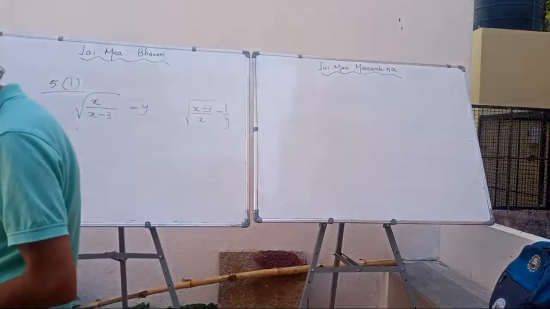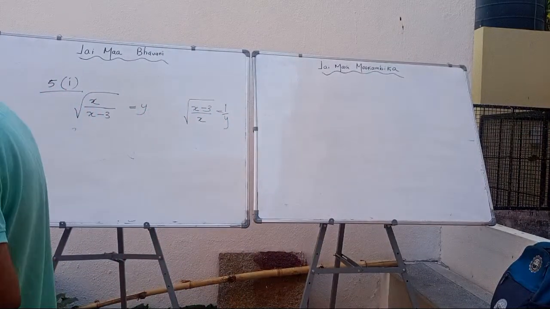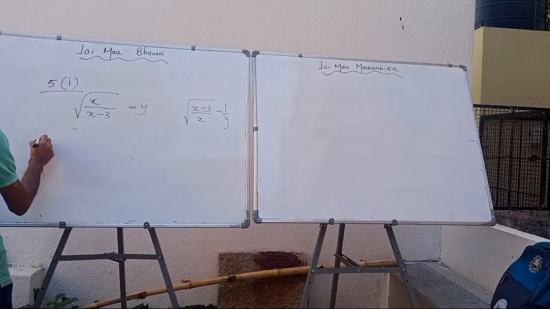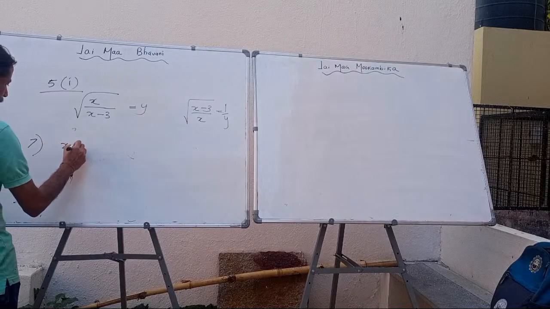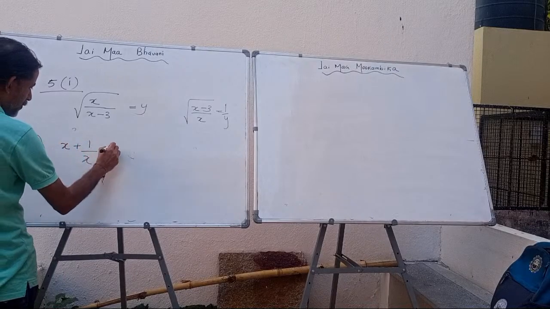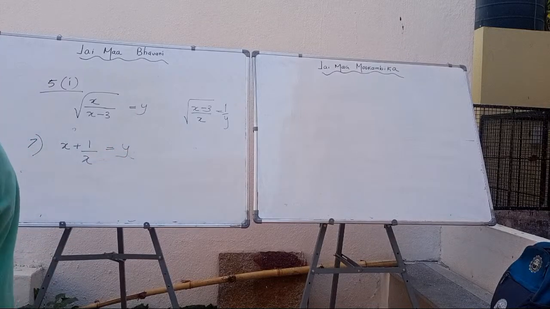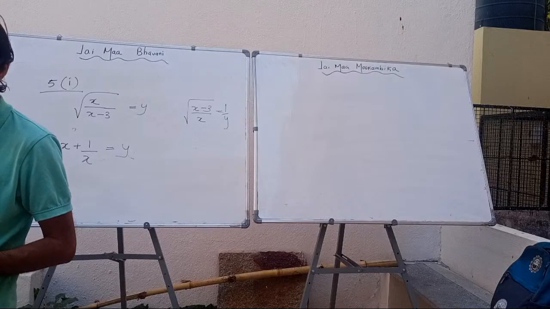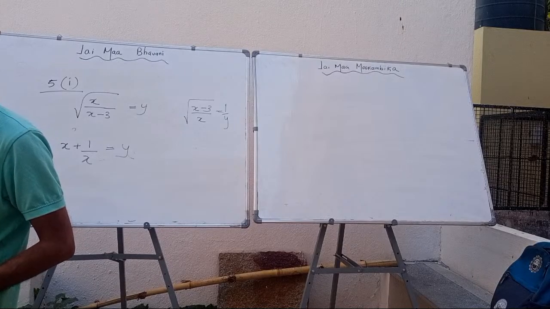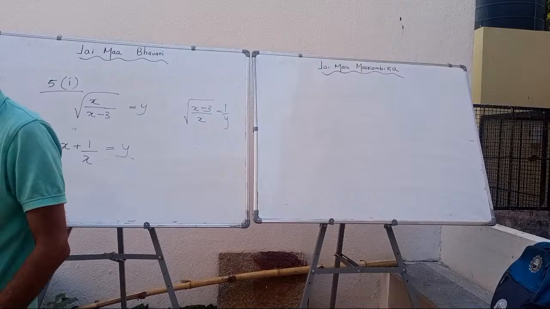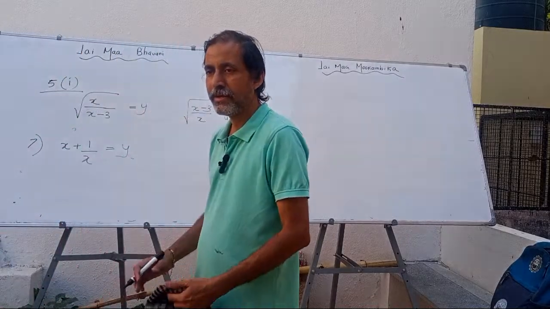x plus 1 by x, you will make it y. Then 9y square minus 9y is equal to 0. Wait, 1 second. So 9, it would be 9y square. No, that's the mistake you are making. x plus 1 by x is y.